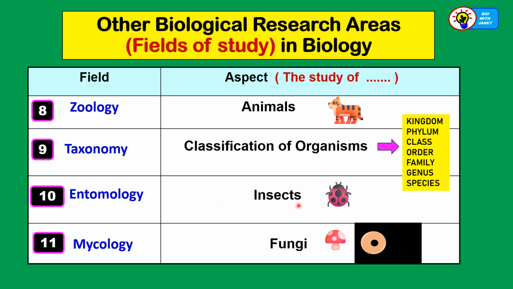Entomology is the study of insects, all types of insects. So this course is offered in our local university, and students who study entomology should be able to identify different types of insects, including the pests that cause diseases, okay, in the crops. Mycology is the study of all types of fungi, like different types of species of mushrooms, yeast, bread molds, and so forth.